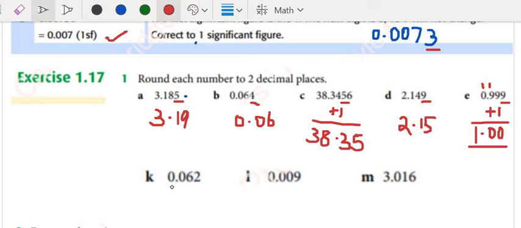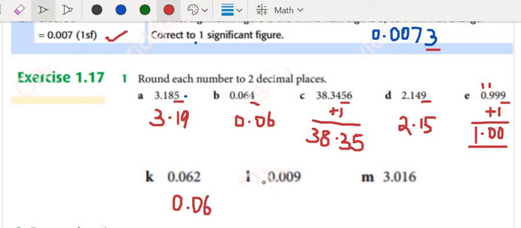And similarly here we don't see the zeros after the decimal. But here we are looking only at decimal places. It is not for significant figures. So for decimal places, it is 0.062. The third decimal place is less than 5. So we can write the answer as 0.06.